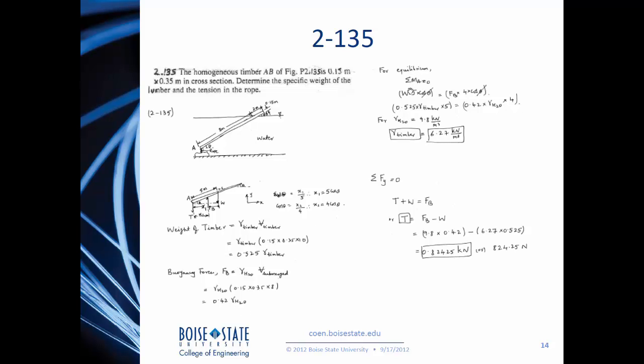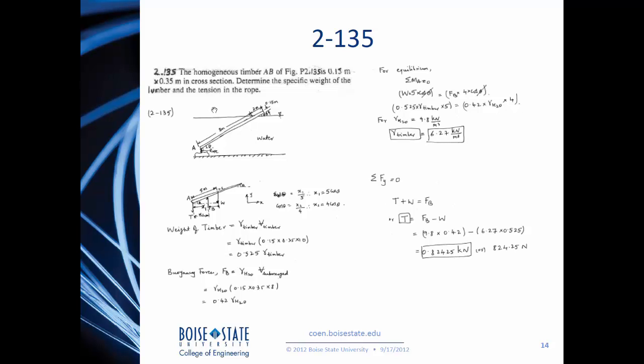And then for equilibrium, the moment about A should be equal to 0. We are not given an inclination for this timber, but we could take some angle and you would see that it eventually cancels out when I want to find the moment arm length, and I know gamma for water. So that gives me gamma for timber, which is 6.27 kilonewton per cubic meter.